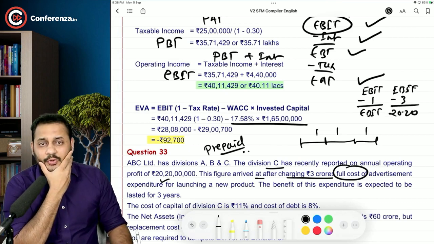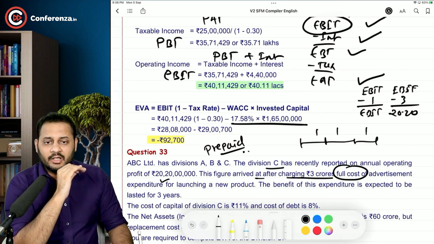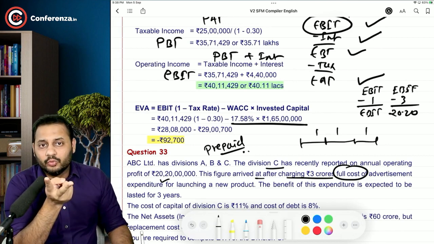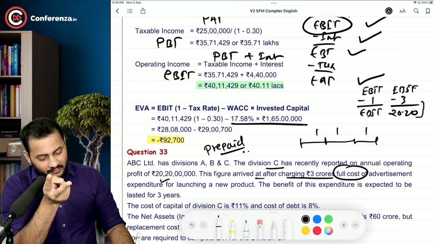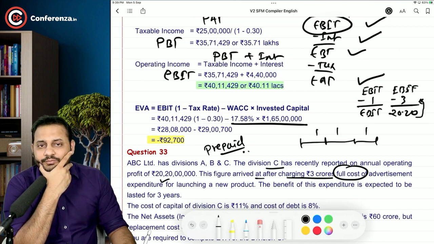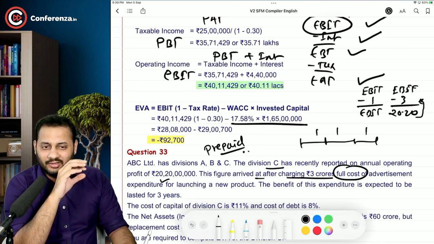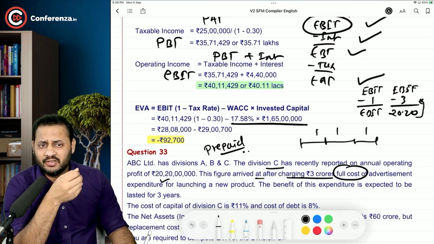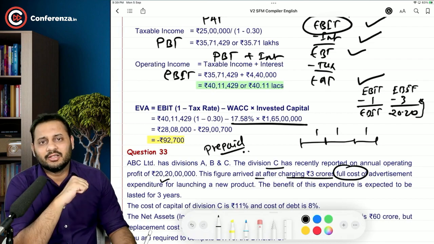So what is the solution now? It's very simple. Instead of 1, we deducted 3, hence add back 2. We are going to add back 2 crore rupees to arrive at the correct figure. Or if you are facing an issue understanding the logic of that 2 crore, you can straight away add back 3 and then deduct 1.